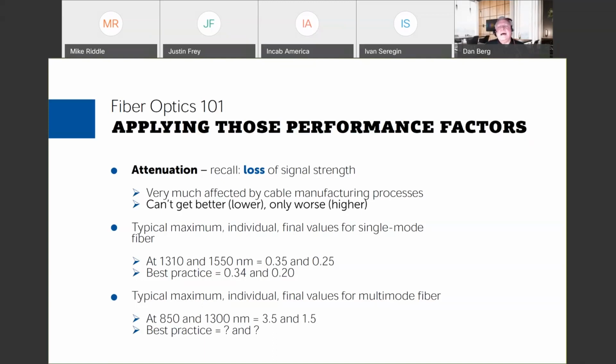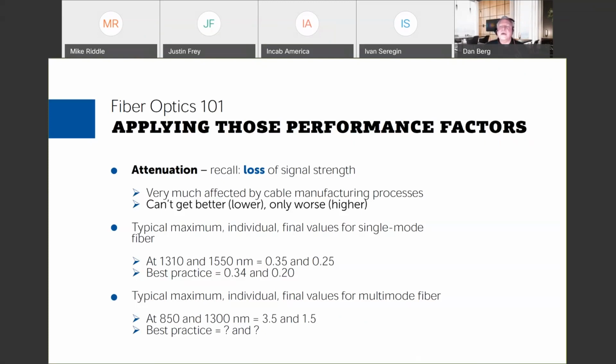A typical maximum value for single mode fiber right now, and these values primarily come from Corning, but I think the other manufacturers are very similar. For single mode, it's going to be 0.35 dB per kilometer. That's the way we measure attenuation. At 1310, which is just outside the water peak that I showed you earlier on that one slide, and 0.25 dB at 1550. And the reason we like 1550 for transmission is we have the lowest amount of attenuation in the electromagnetic spectrum at that wavelength.